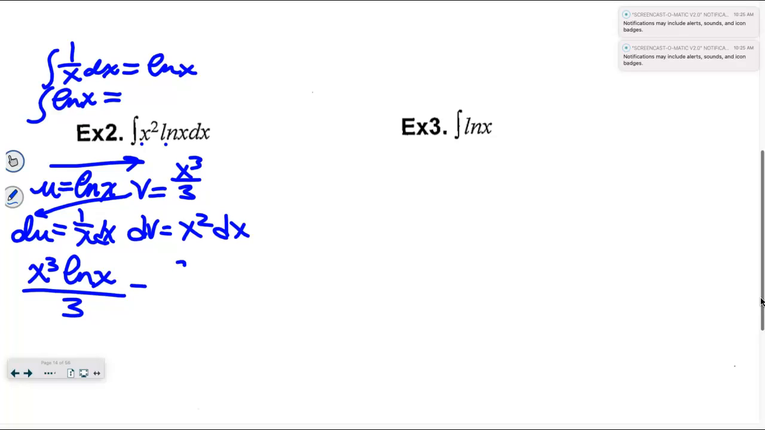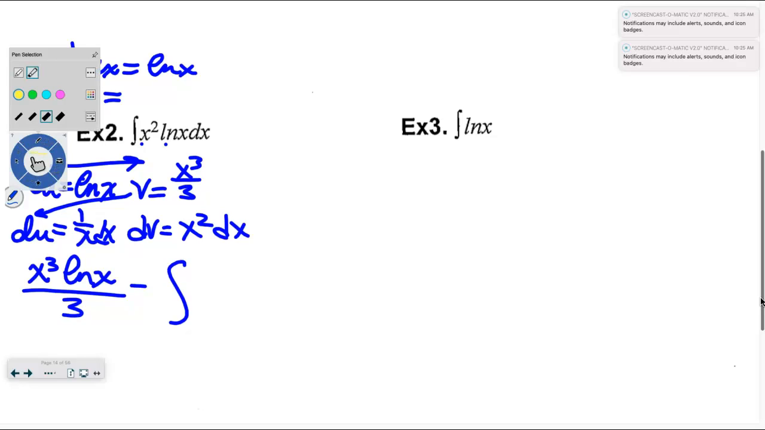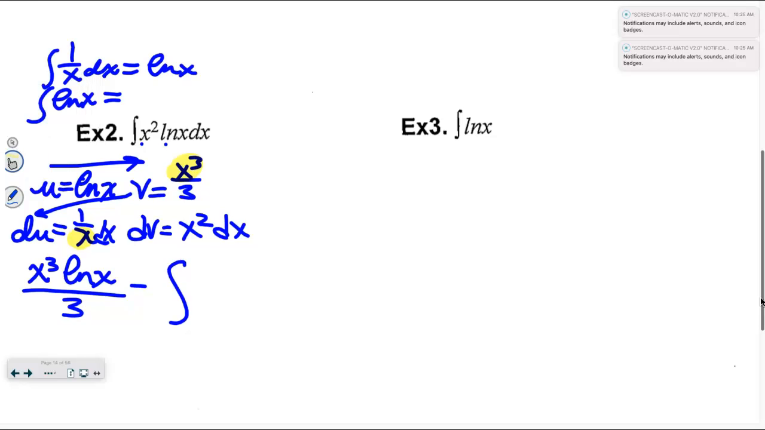Minus the integral of, and when I multiply those, an x is going to cancel. So I'm going to cancel that in my head if you don't mind. When I have these two, I'm going to end up with an x squared over 3, right? And I'm going to put the 1/3 out front. You should be fine with me skipping those steps.